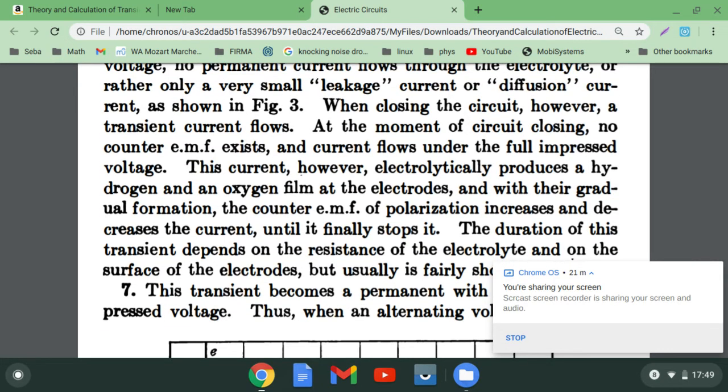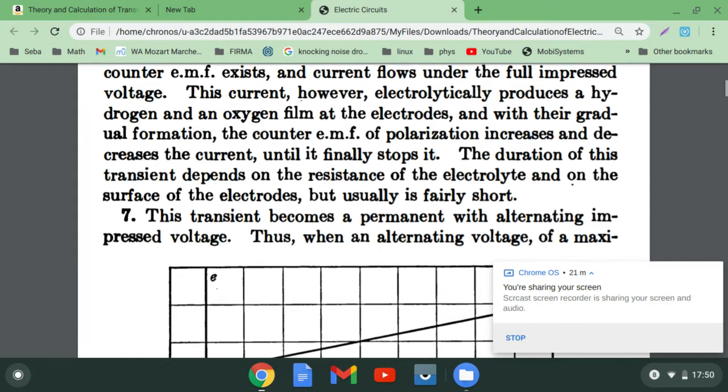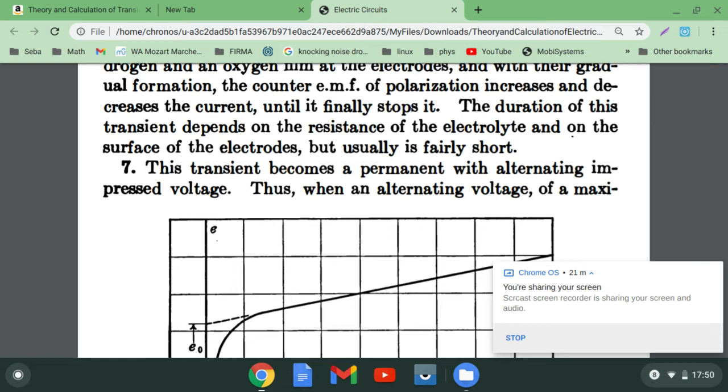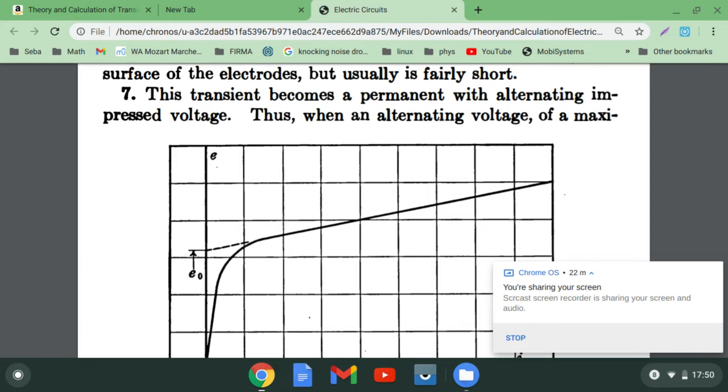When closing the circuit, however, a transient current flows. In the moment of circuit closing, no counter EMF exists, and current flows under the full impressed voltage. This current, however, electrolytically produces a hydrogen and an oxygen film at the electrodes, and with their gradual formation, the counter EMF of polarization increases and decreases the current until it finally stops it. The duration of this transient depends on the resistance of the electrolyte and on the surface of the electrodes, but usually is fairly short. This transient becomes a permanent with alternating impressed voltage.